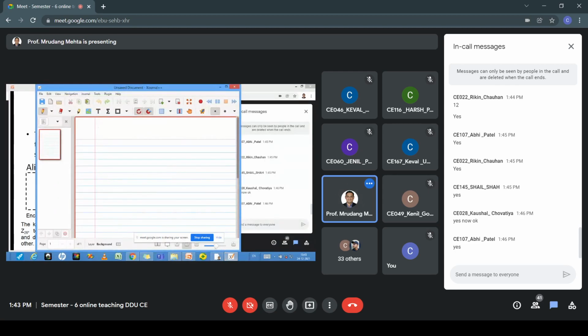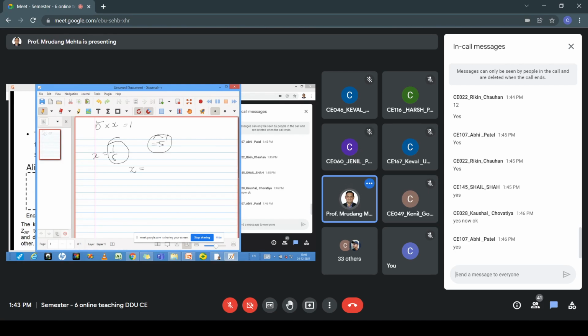What happens when we have some value, let's say 5 into x equal to 1? Then x is equal to 1 upon 5. So what we are doing is dividing, which gives the reverse operation, the inverse operation. So this is 5 inverse, which is 5 raised to minus 1, that is 1 upon 5. But 5 raised to minus 1, that is 1 upon 5, is not the meaning of inverse here.